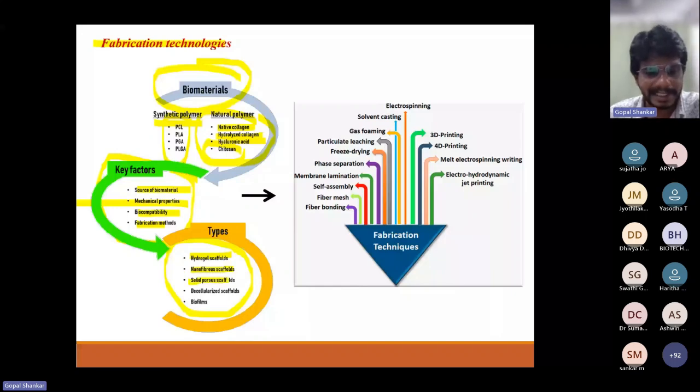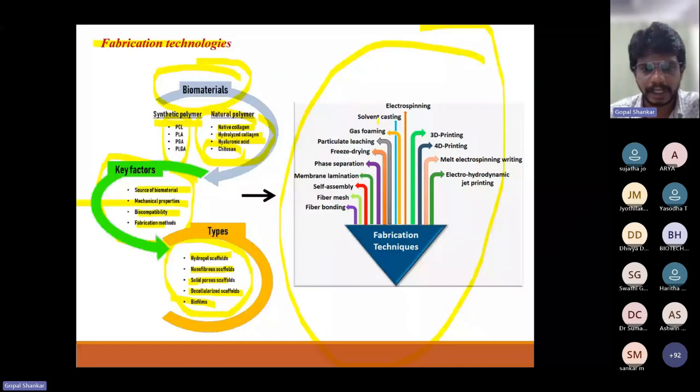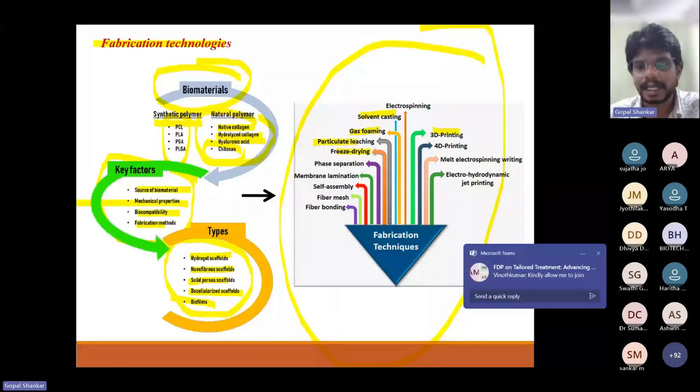This is very important. Decellularized scaffolds, I'll talk about that later, or biofilms. And here, these are the different fabrication technologies that are used for producing scaffolds. So the most conventional technologies are these ones: gas forming, solvent casting, freeze drying, particle leaching. And on the other end, these are all the modern techniques: 3D printing, 4D printing, melt electrospinning, or electrodynamic jetting process.